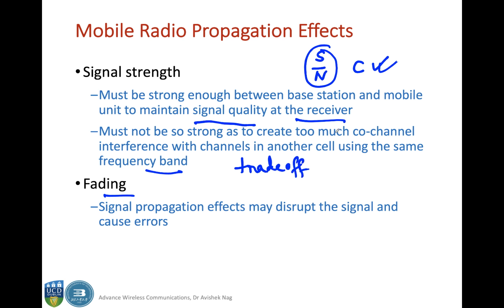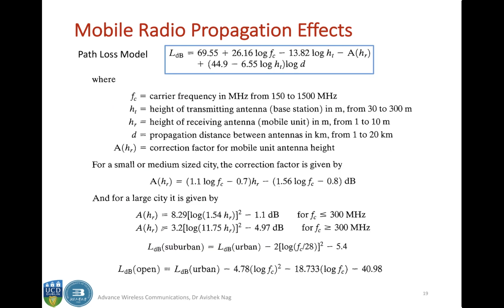So there is a trade-off here, as you can see. Okay. So the signal power should be high enough to maintain a good signal to noise ratio, but it should not be again too strong so that it creates interference for the other neighboring cells. Okay. So that is important, and then the effect of fading is also there. The signal propagation effects may disrupt the signal and cause errors. Okay.